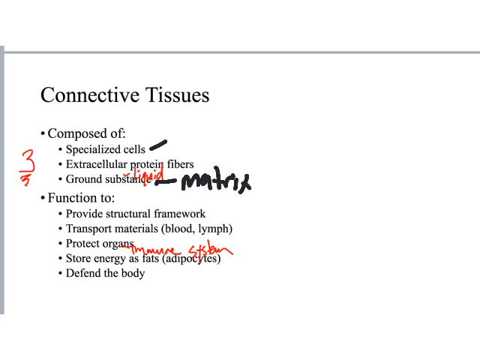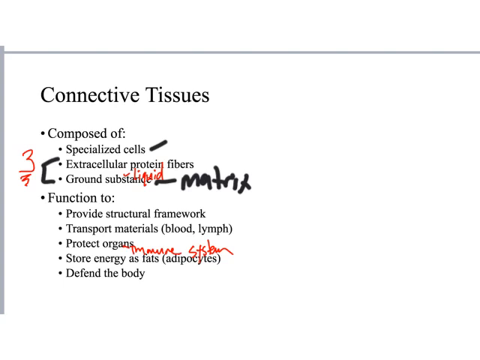Matrix is kind of the combination of these two. There needs to be some kind of a liquid, but there also are typically some kind of extracellular protein fibers. So, for example, when we talk about tendons and ligaments, there's going to be collagen and other types of elastic fibers that are going to be part of this matrix. Everything that's not a cell will be combined in the matrix, and that matrix is going to be composed of protein fibers and ground substance.